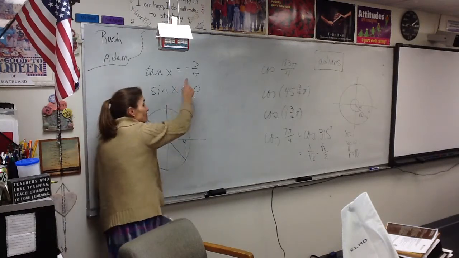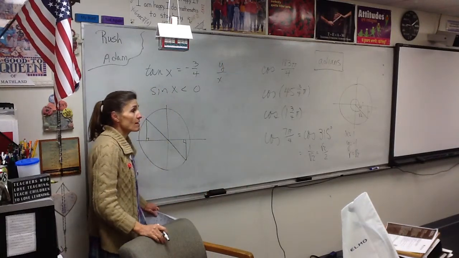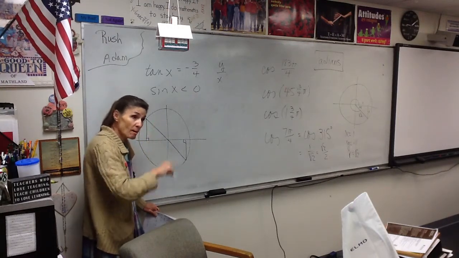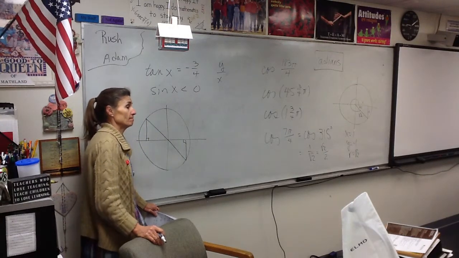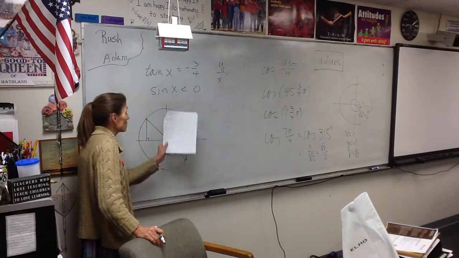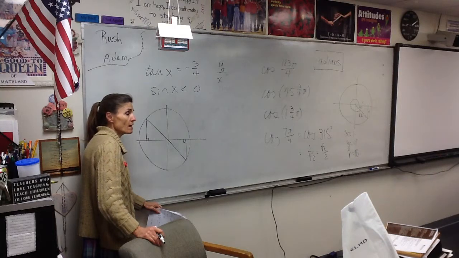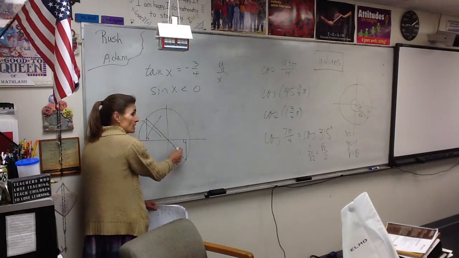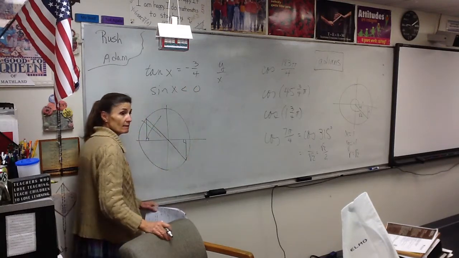Tangent is a negative number. Tangent is y over x. The only way that can be negative is if one of x or y is positive and one of them is negative, right? Okay, now what? Narrow it down even more. Sine is negative. Where's the sine negative? What's sine associated with which coordinate? Y. Where's y negative? Down here, right? So this was not the answer. This is where I'm looking now, right here. This is the only place that the tangent is negative and the sine is negative.